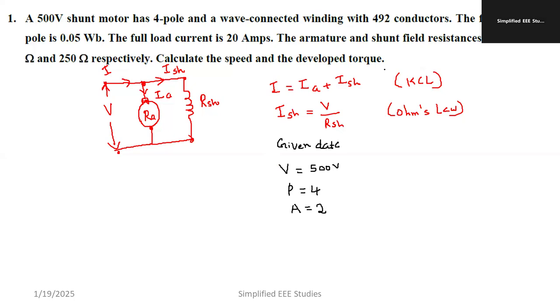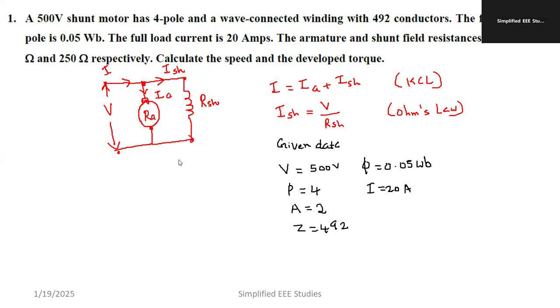This is a constant. And with 492 conductors, so Z is equal to 492. The flux per pole is also given as 0.05 Weber. The full load current is 20 ampere, so let me write the total current I is equal to 20 ampere. It's the full load current or total current. Then armature and shunt field resistance are 0.1 and 250 ohm respectively.